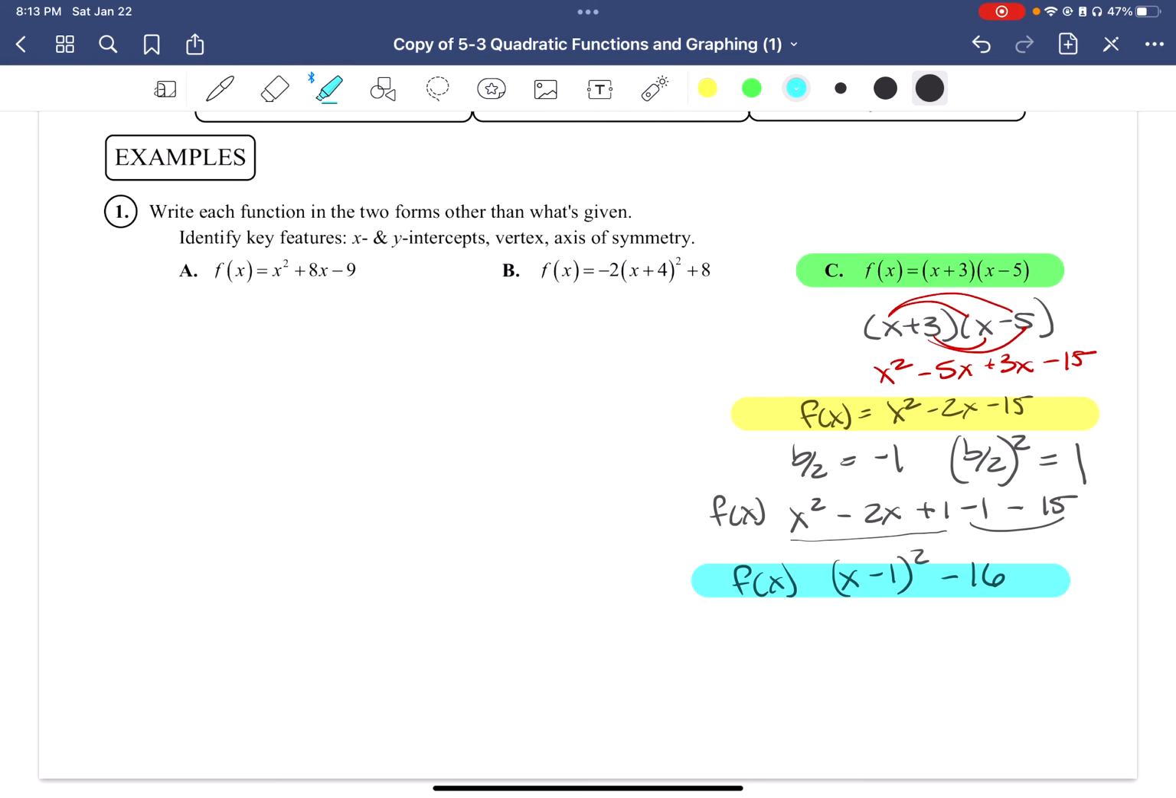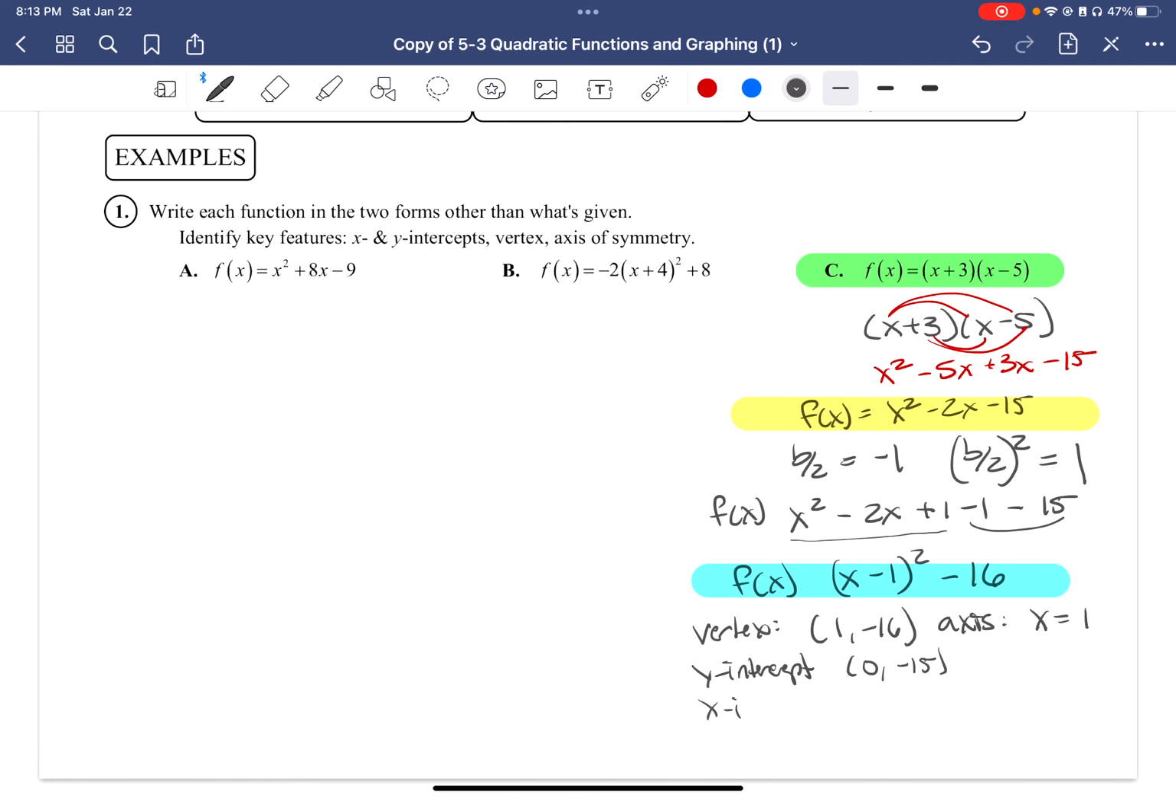So again, we have our three different forms, so now we can get our key information. We finished with vertex form, so let's find our vertex first. Our vertex will be at the point 1, -16. Vertex at 1, -16, and our axis of symmetry is going to be at x equals 1. All right, and then from polynomial form, we find our y-intercept, and it is at the point 0, c. There's our c right there. So it's at the point 0, -15.